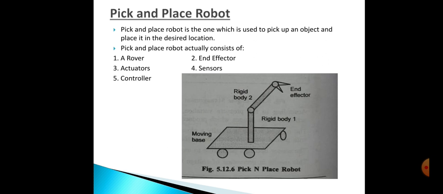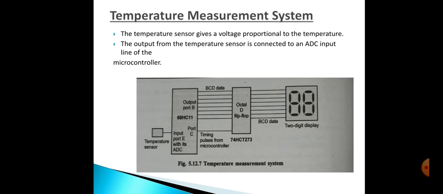The next one is the temperature measurement system. This is an indication of how a microcontroller might be used to show the main elements of a temperature measurement system. Here we are using a microcontroller to measure the temperature. The output from the temperature sensor gives a voltage proportional to the temperature. So there will be a temperature sensor, an input, and whatever temperature it senses, the equal amount of voltage it will provide.